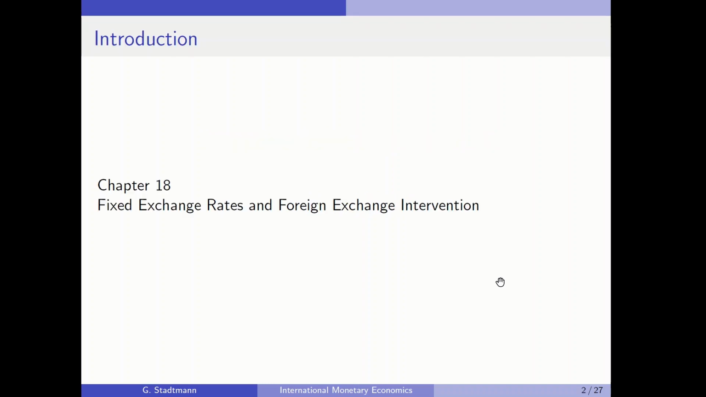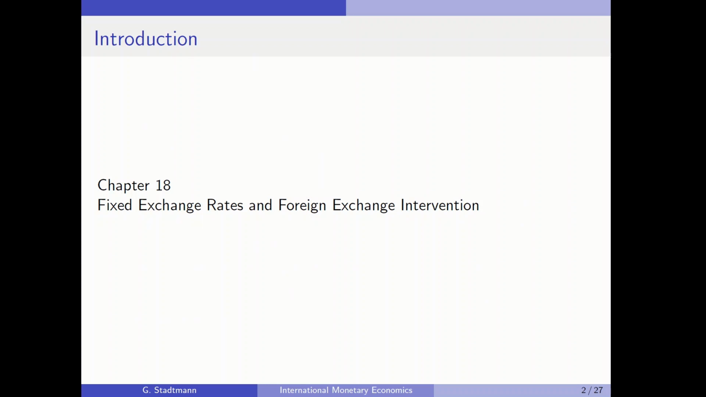We are in Chapter 18, and Chapter 18 deals with fixed exchange rate systems. In fixed exchange rate systems, the central bank is responsible for keeping the exchange rate fixed, and therefore, in case there are some appreciation or depreciation pressures, the central bank has to intervene at the foreign exchange market in order to keep the exchange rate fixed.